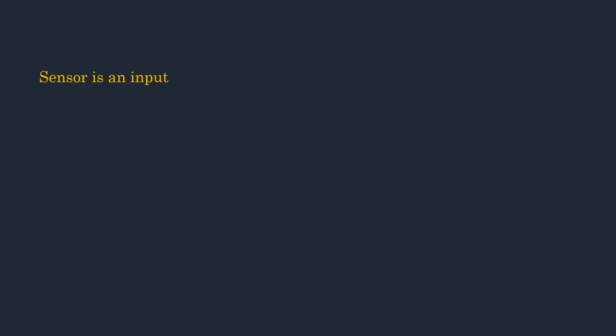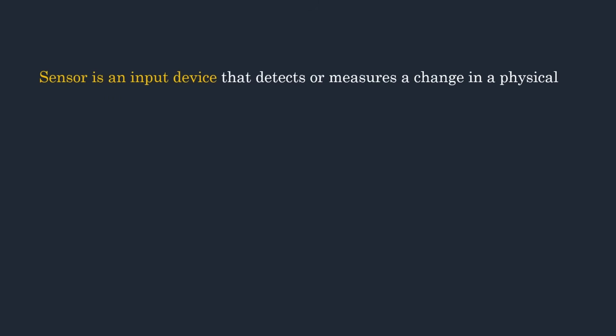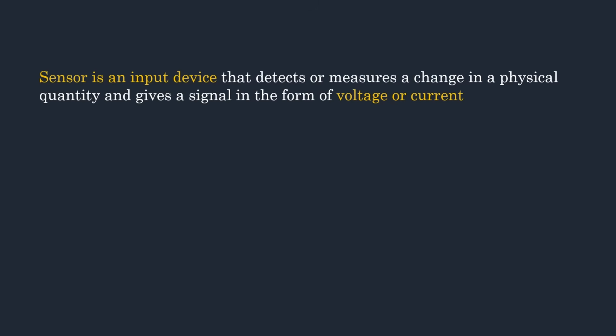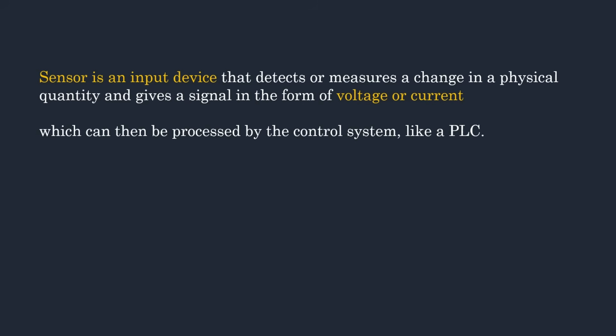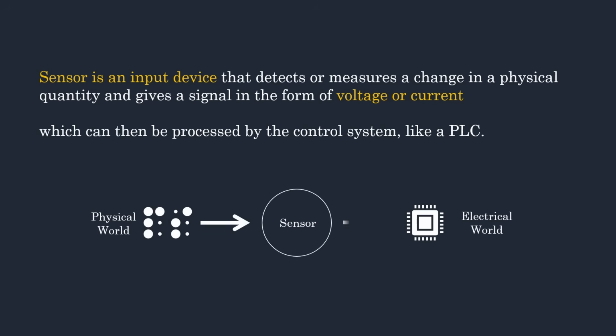However, in this series, we will focus only on industrial automation sensors. So we can think of the sensor as an input device, a device that detects or measures a change in physical quantities and gives a signal in the form of voltage or current, which can be read by the automation system like a PLC. Basically, a sensor acts like a bridge between the physical world and the electrical control system of the machine. Now, some of you might be thinking, wait, aren't sensors and transducers the same thing?